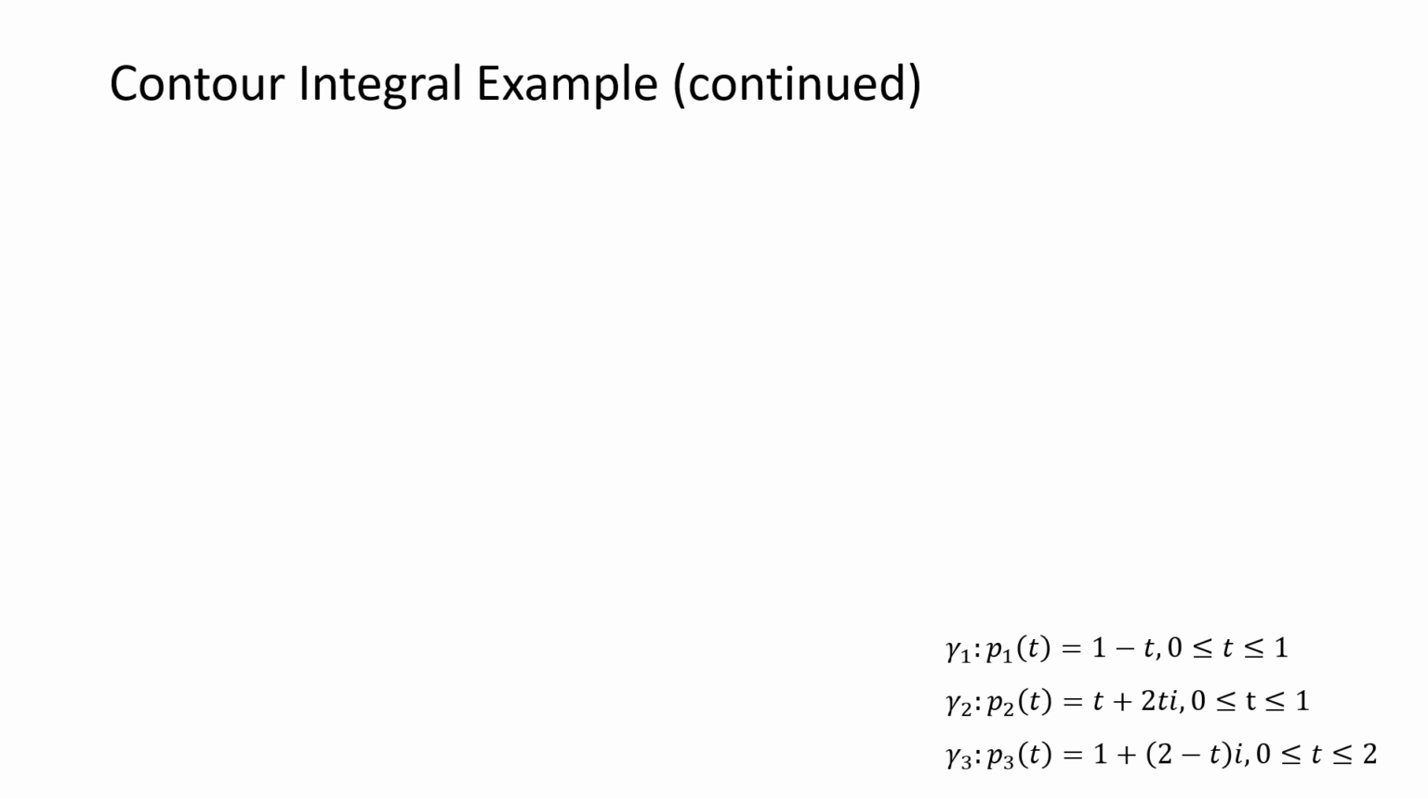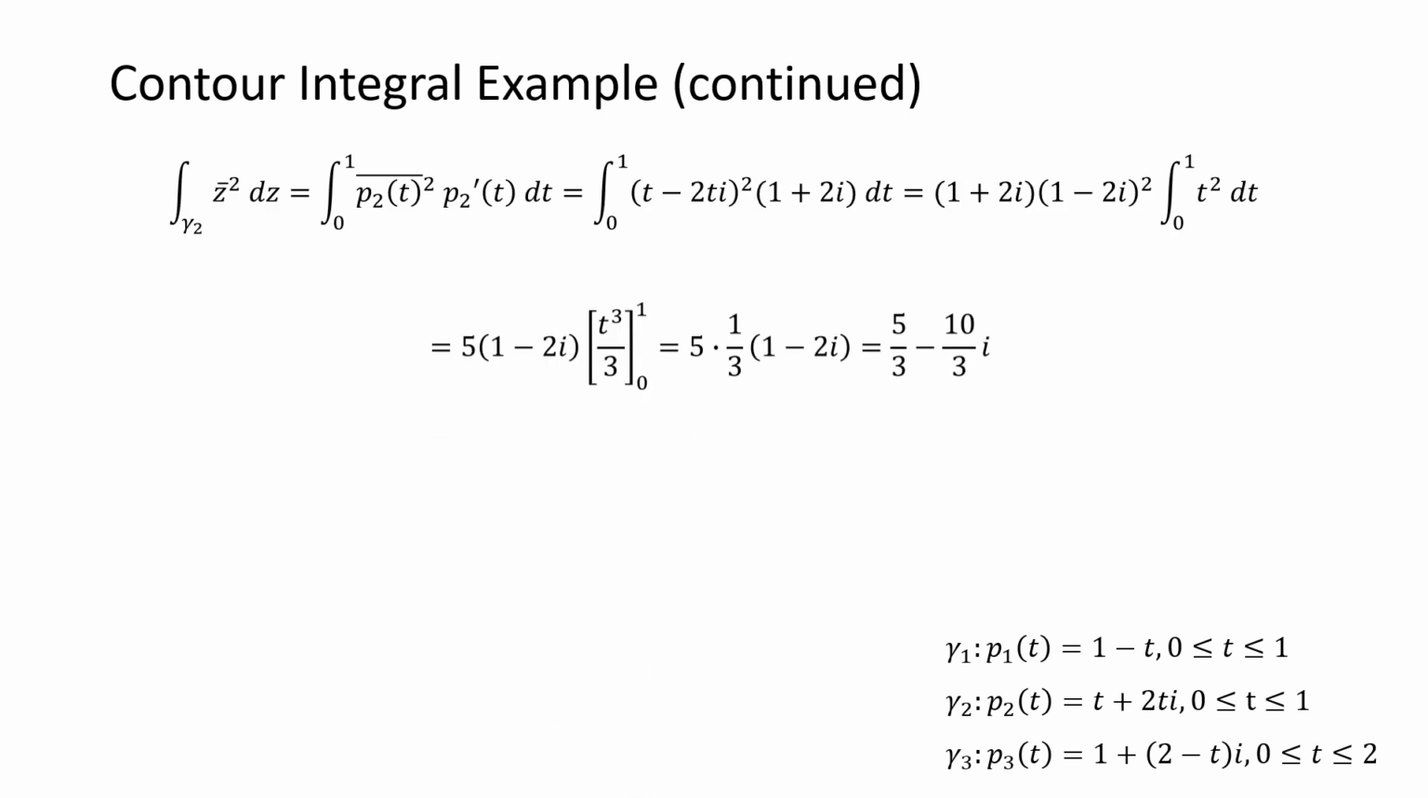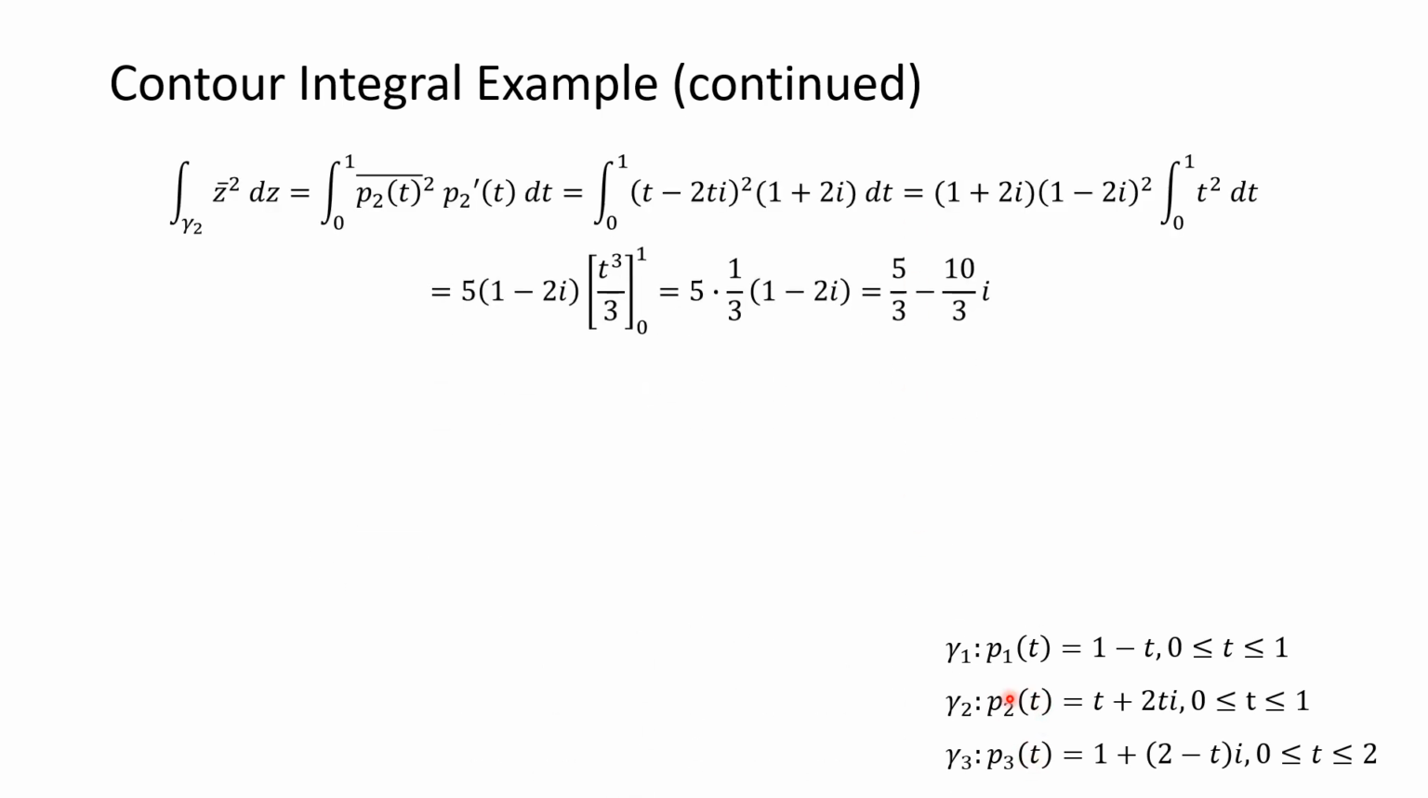Okay, we need to evaluate the integral for the remaining 2 directed smooth curves. So next we'll do gamma sub 2. Now in this case, the parameterization is a complex number. So when you take the conjugate, you get t minus 2ti, and then we square that. So we get this here, and then the derivative is just 1 plus 2i. It's a constant which we can factor out.